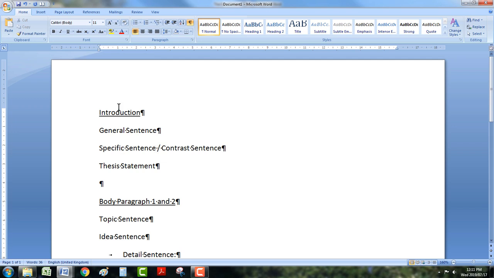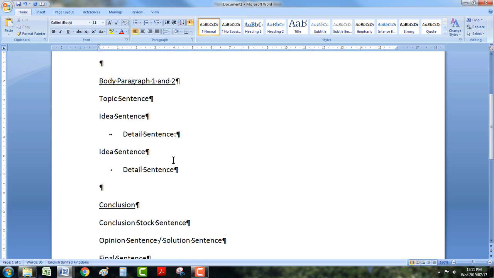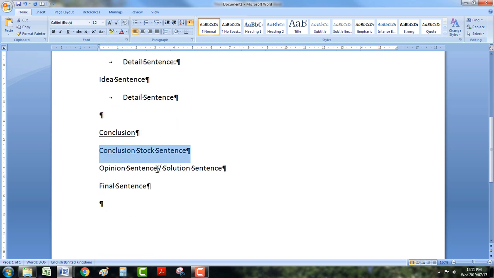So, just to revise quickly, here is the basic structure: general sentence, specific or contrast, thesis statement, body paragraphs 1 and 2, topic sentence for each paragraph. Then I call this the supporting sentence, but I think I should from now on call it the idea sentence, because that's where you put your ideas. A detail sentence, and the same again, and then the same for body paragraph 2. Then a conclusion start sentence.